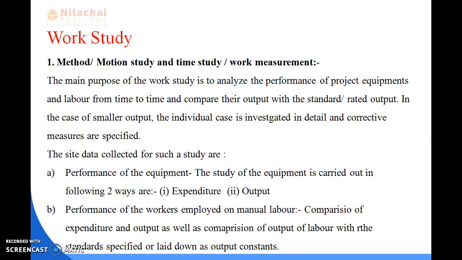So we can say that in the performance of the equipment, the study of the equipment is mainly carried out in two ways, that is, expenditure and output. And the performance of the workers is mainly about those employed in manual labor. So we can compare the expenditure as well as the output, and compare the output of a labor with the standard specified or laid down output constants.